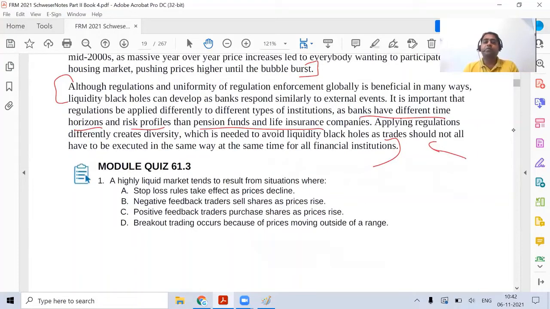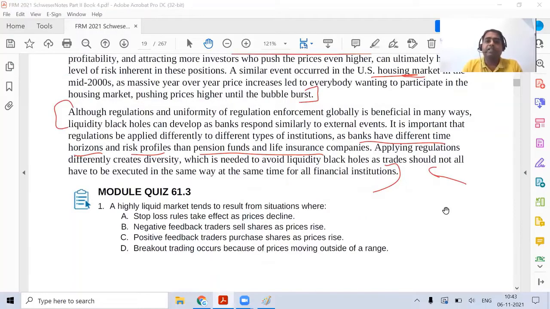Read that paragraph and let us move toward the quiz. Complete the paragraph. And let us go towards this question.